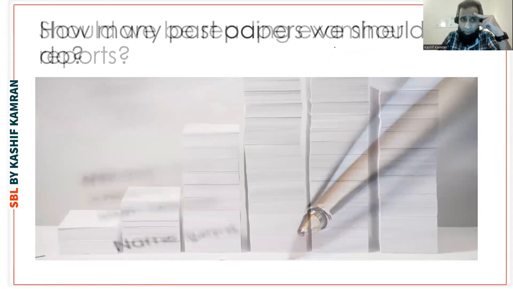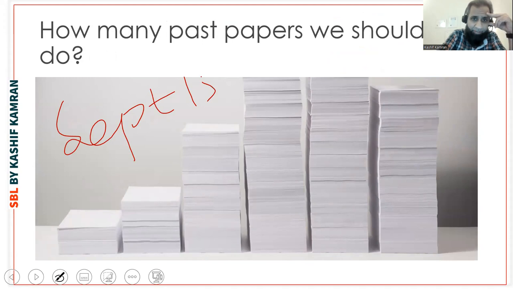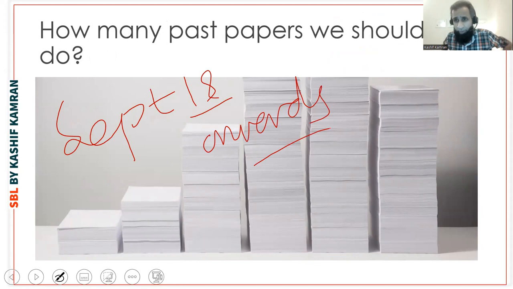How many past papers should we be doing? I've given you the answer: September 18 onwards. So all past papers, right? Including the practice exams and including the specimen exams. You have a very good library of SBL past papers given by ACCA. No need to spend time on the revision kit at all. So how many past papers? September 18 onwards, including the specimen exams available on the computer-based practice platform.